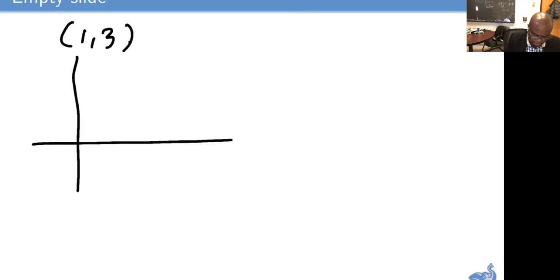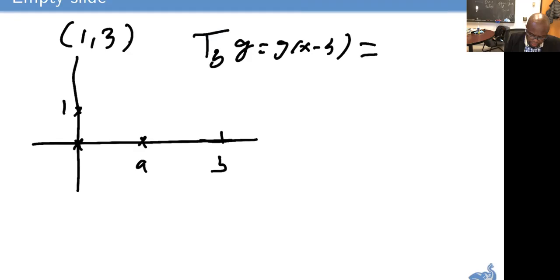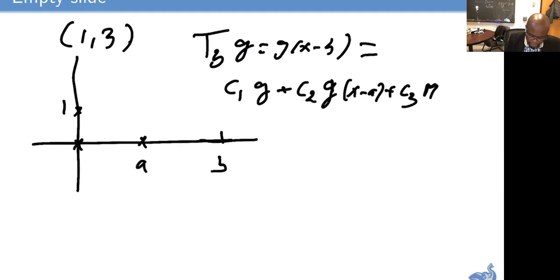So suppose I'm looking at a 1-3 configuration. Remember, I can always put one point here, and I don't care about what this is. So this is going to be A and this is going to be B. Suppose for a moment that there was an L2 function g for which this system is linearly dependent. Then I can write the translation by B of g, which is g(x - B), as c1 multiplied by g plus c2 multiplied by the translation by A plus c3 multiplied by the modulation, M1 of g.